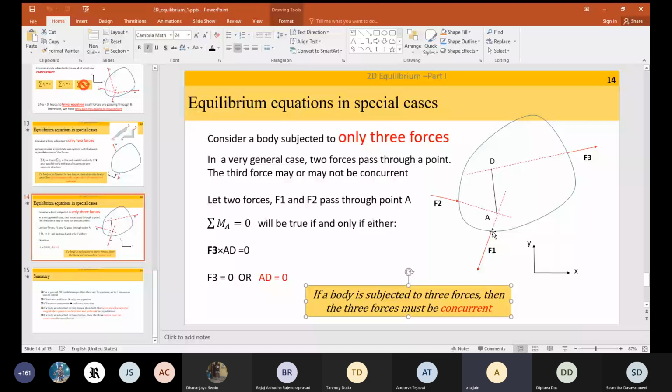F1 is passing through A, F2 is passing through A, it does not contribute. F3 is only contributing to Ma. Ma is equal to AD cross F3 is equal to 0. Now, either AD is 0, that means it is concurrent, or F3 is 0. If F3 is 0, my body is not subjected to three forces, but only two forces. So the only condition left is AD is 0. So if I have three forces, then my body must be concurrent.